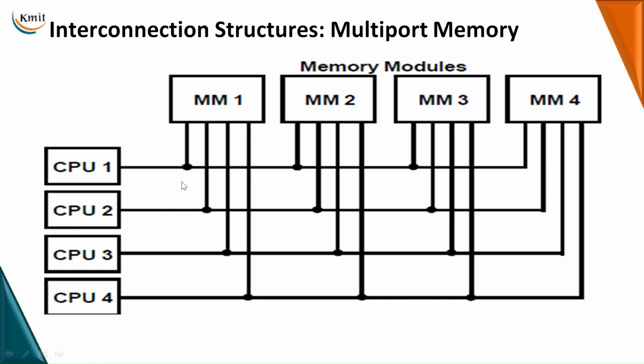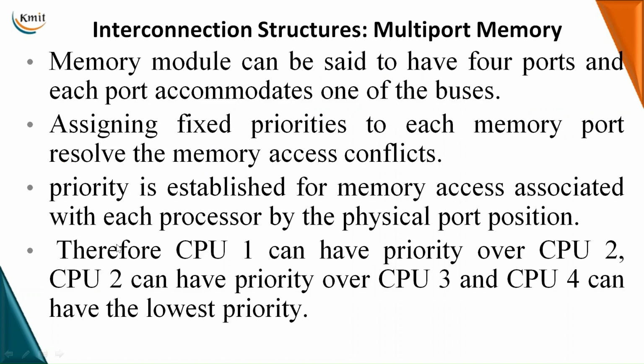All CPUs can access the same memory, but no two CPUs can access the same memory module at the same point of time. So here, in order to restrict the access of multiple CPUs to the same memory module at the same time, priorities are assigned to the CPUs. A memory module can be said to have four ports, and each port accommodates one of the buses. You assign fixed priorities to each memory port to resolve memory access conflicts. The priority established for memory access associated with each processor is determined by the physical port position.